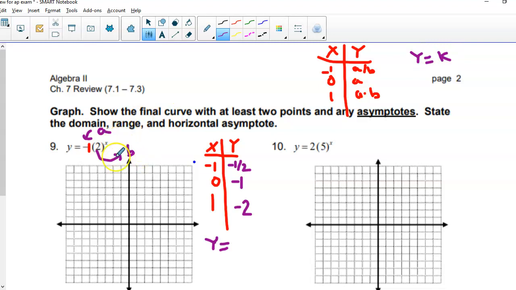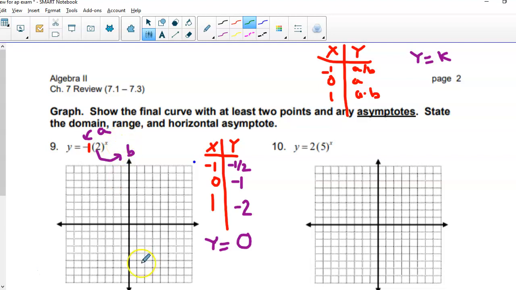And our k value is whatever is added on the outside here. And we don't have anything added on the outside, so our asymptote is y equals 0. Okay, so step 1, we wrote down the table. Now step 2, we need to change the graph. I don't have anything going on in the exponent, and I don't have anything going on out here, this k value, so I don't have to do anything.